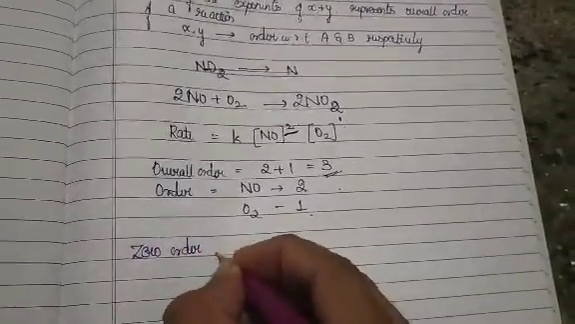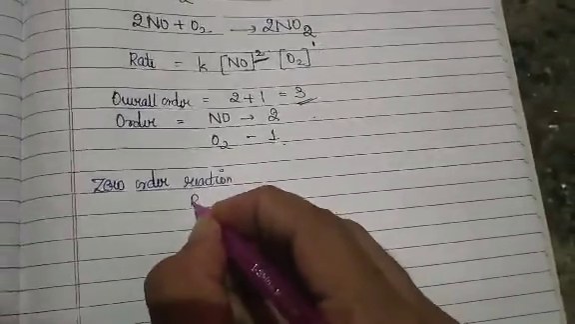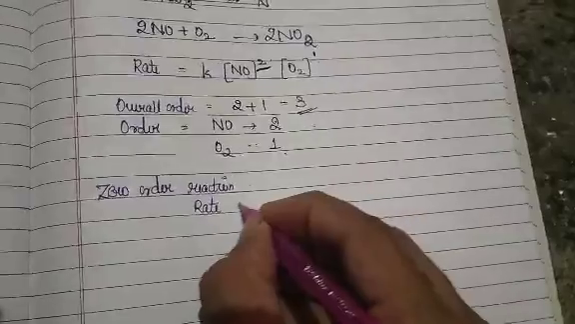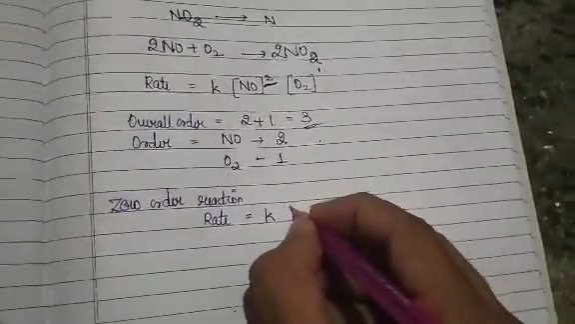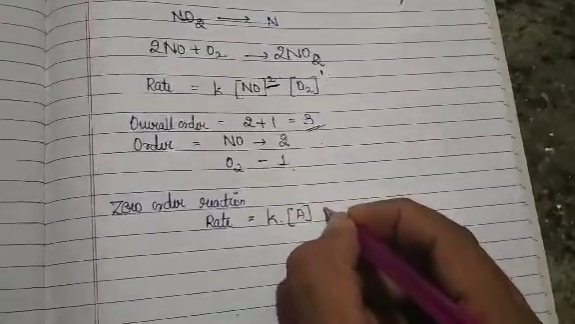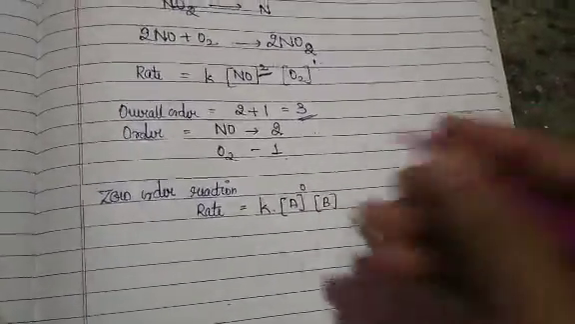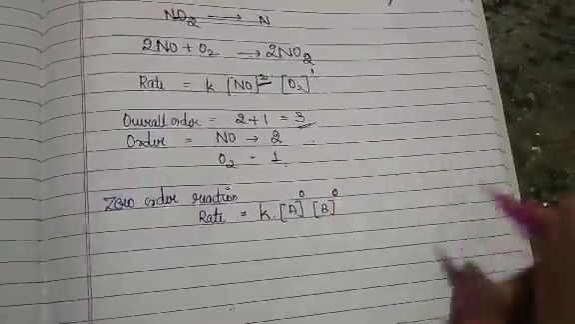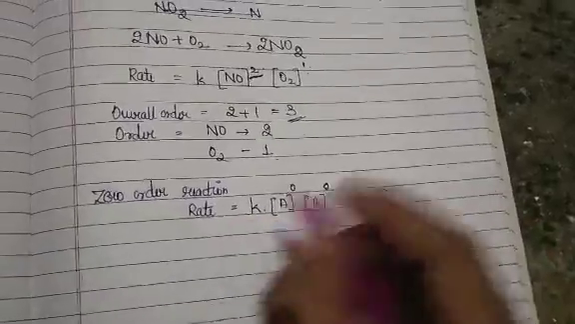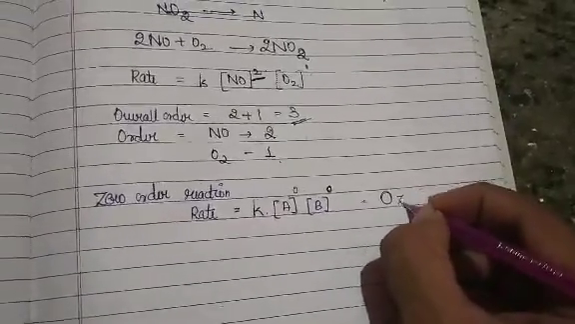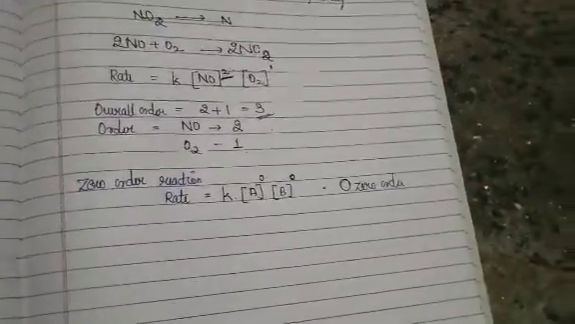Zero order reaction. That means what? The rate you will be writing will be equal to only the value of k. Of course the concentration will be there, but what would be happening? Their raised exponents will be 0. So what happens? 0 plus 0 will be equal to 0. So the overall order of the reaction will be zero order. Can you give me an example if you ask me?